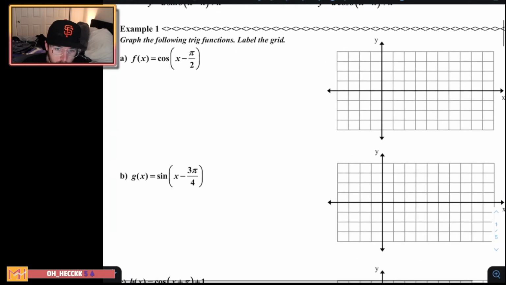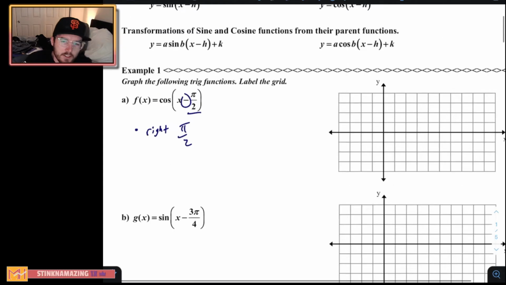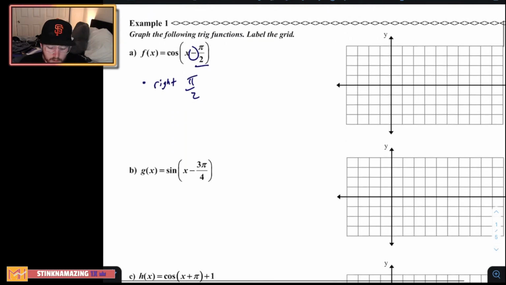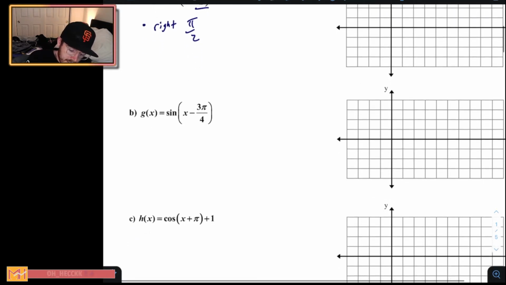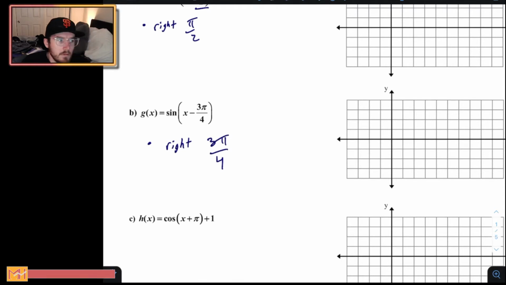So let's just describe what's happening. What is this telling us to do? To go right pi over 2. That's it, right? Because the negative tells us to go right and a positive tells us to go left. Okay, great description. What is this telling us to do? Go right 3 pi over 4. Lovely. That's all it's telling us to do. I need you to know that.